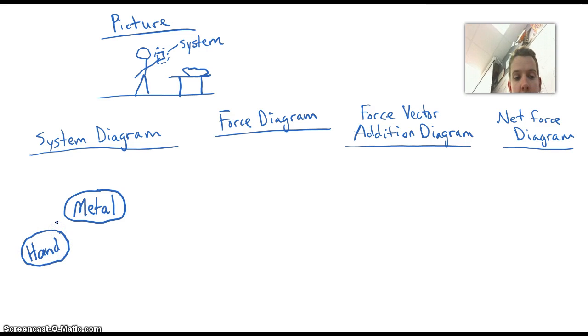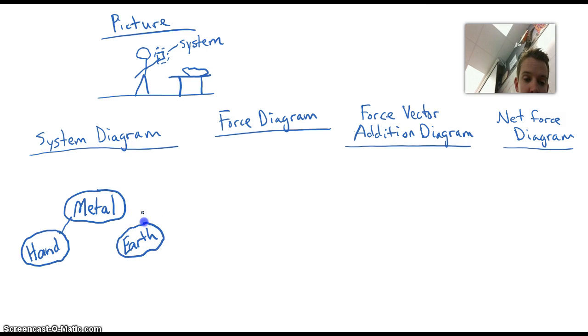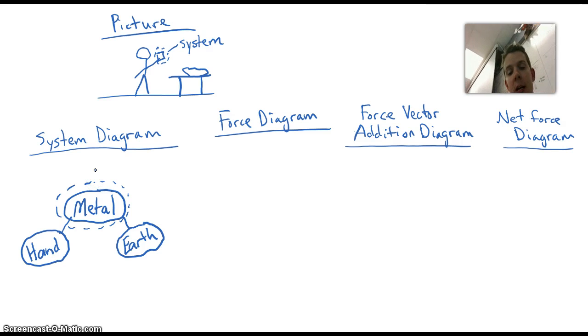It doesn't really matter where you place these bubbles in this diagram. It's just important that they're there. To show that they're interacting, we draw a line between them. The other thing that's interacting with the metal is the earth. The earth is interacting with pretty much everything in my picture, but we're just focused on the metal. So the earth is interacting, so I'm going to draw a line there. And the metal is my object of interest, so I'm going to put the dashed line around it to indicate that that's the object I care about.